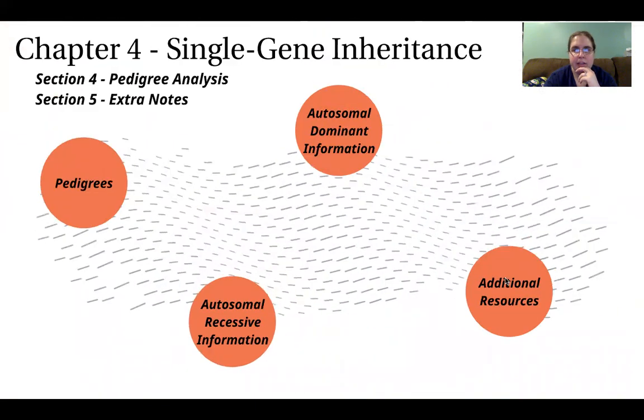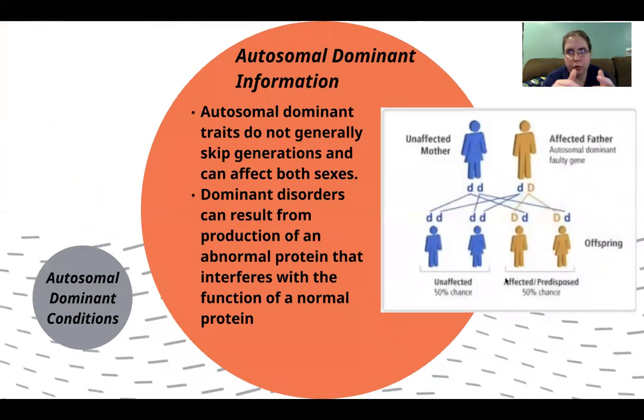All right, and autosomal dominant information. Again, quick review. Autosomal dominant traits generally do not skip generations, because when you skip a generation, it means that it's not being seen. If you're not seeing a dominant trait, it's because there is no dominant allele to see, which means if there's no dominant allele, you can't pass one along. And it's autosomal, so it'll affect both males and females.